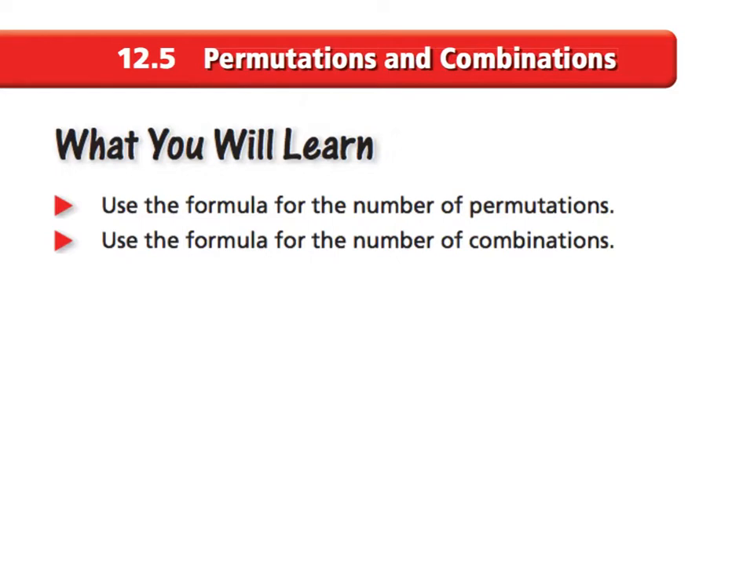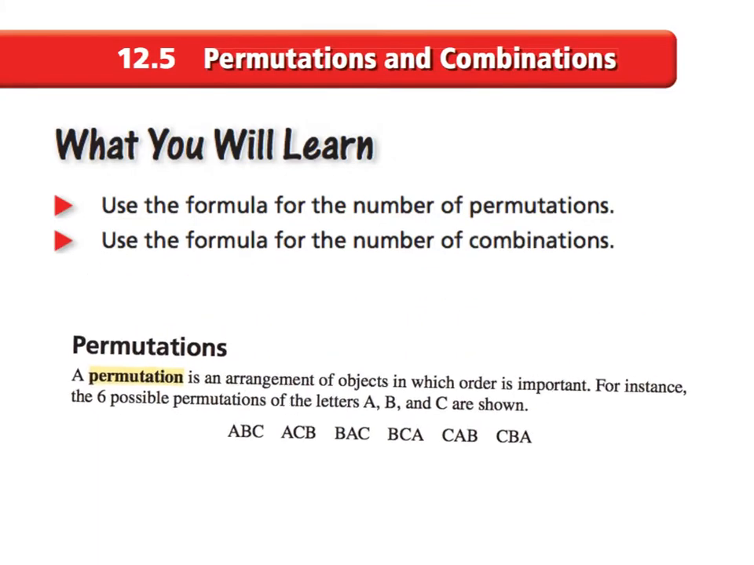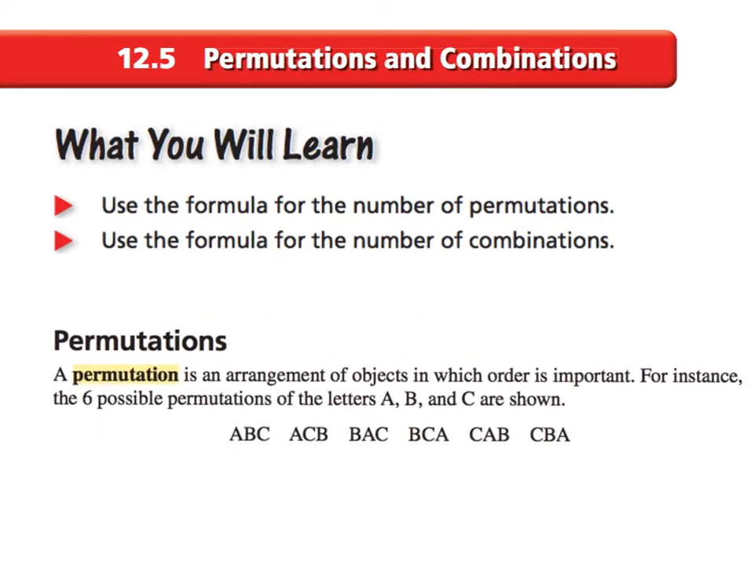So what is a permutation? A permutation is an arrangement of objects in which order is important. For example, list the 6 possible permutations of the letters A, B, and C. Well, you can see they're right here. Order does matter. So there are 6 possible permutations of A, B, and C.